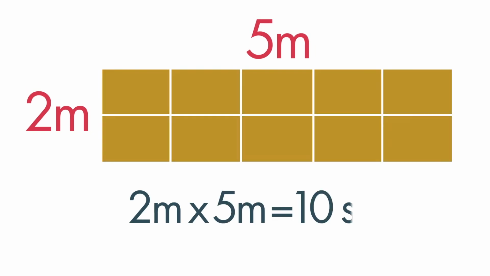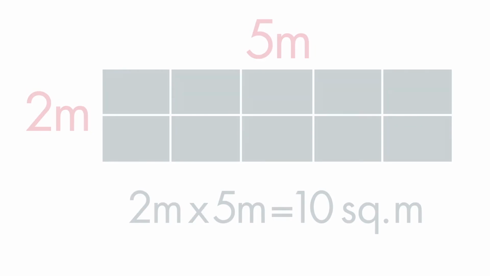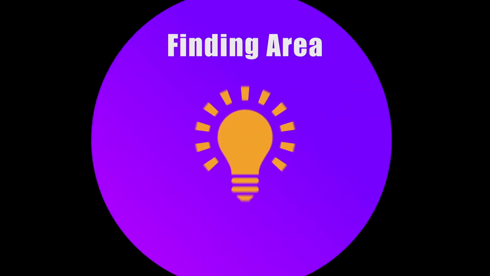Check your work using multiplication facts. 2 times 5 is equal to 10. Now you know how to find area using unit squares.